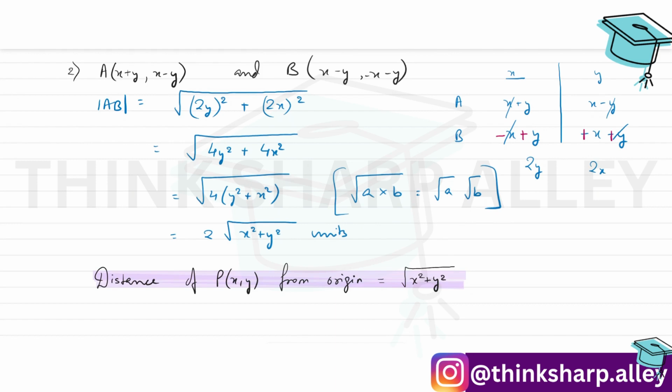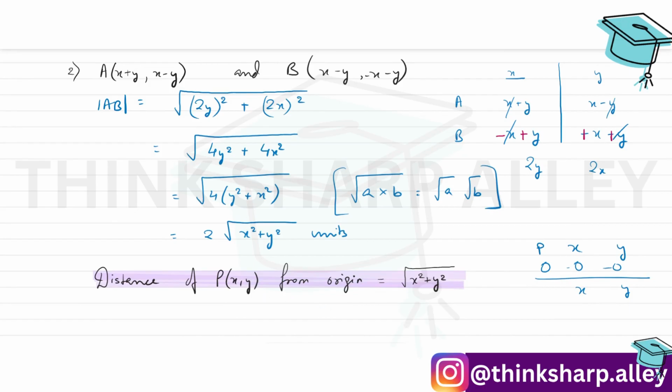The distance of any point from the origin is square root of x square plus y square. Why? Let us understand. If I write P's coordinates as x and y, and the origin's coordinates are 0 and 0, we change the sign of this one. So x minus 0 is x, y minus 0 is y. Then we have to take the square root of the sum of the squares, right? So that is why this is the formula.